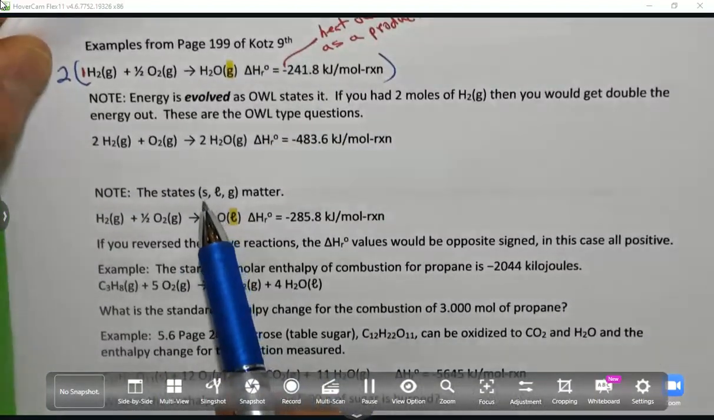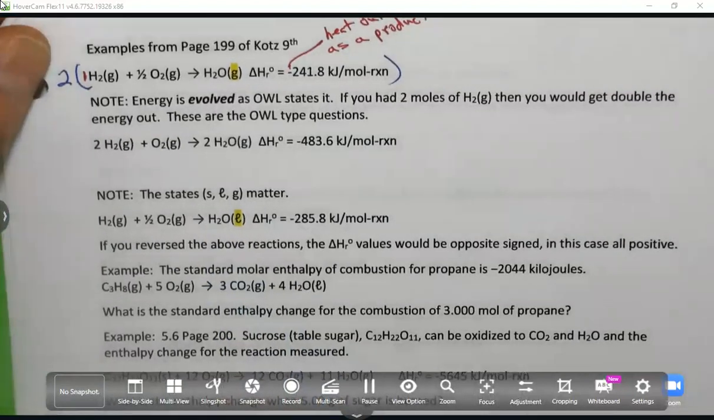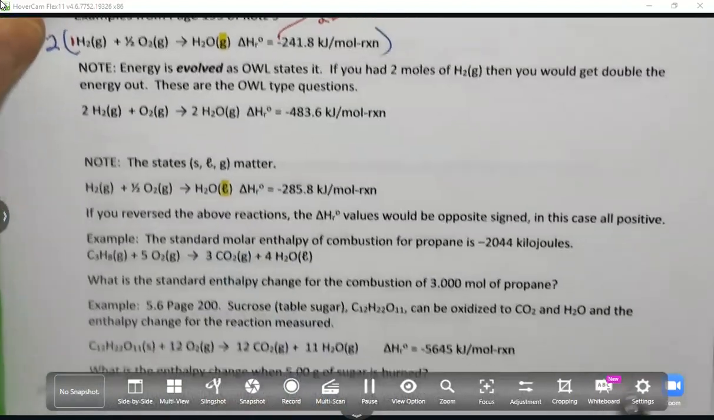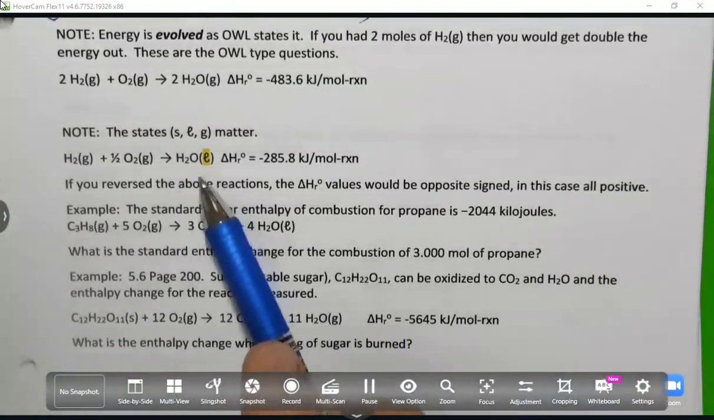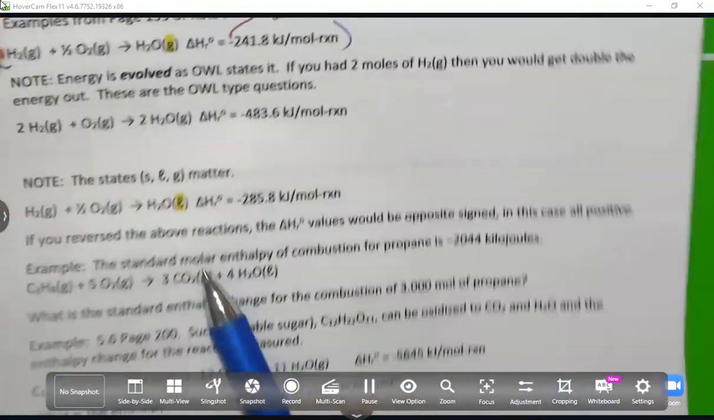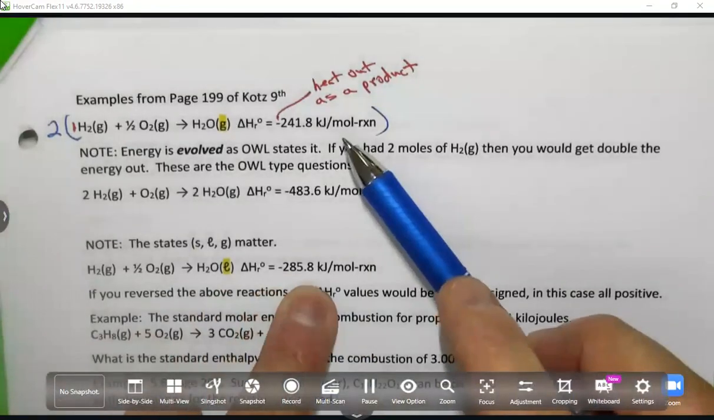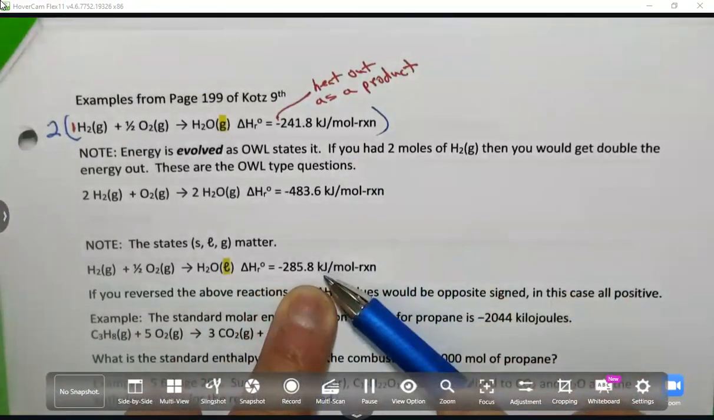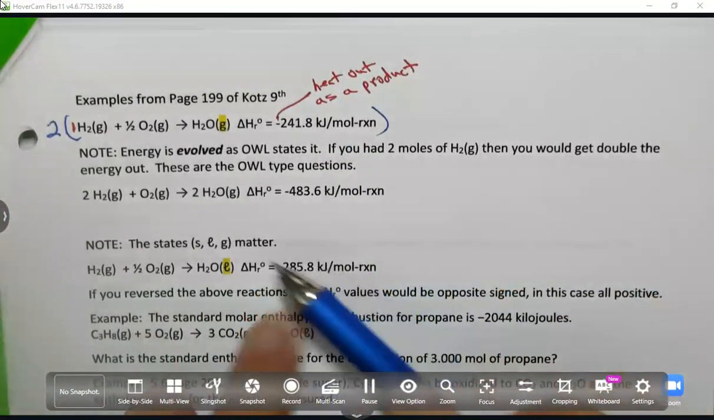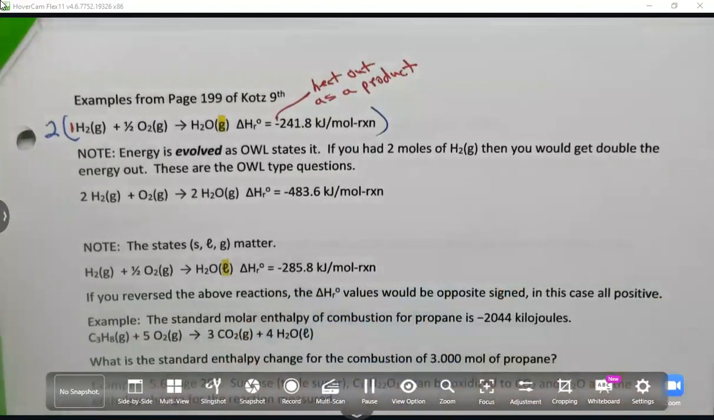Note the states of matter: solid, liquid, gas. Now if I produce liquid water instead of a gas, I get a little bit different value, correct? So make sure we keep track of the states of matter.